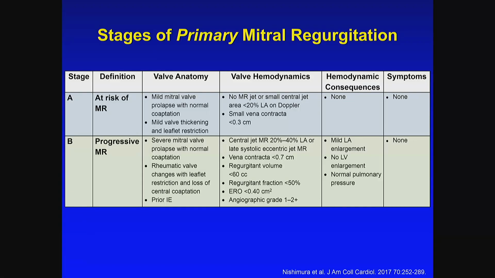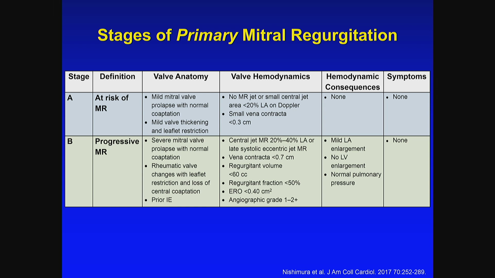Let's first turn our attention to primary or valvular mitral regurgitation. If we think about the stages of primary regurgitation now, stage A patients might have a mild prolapse of the mitral valve leaflet from the left ventricle into the left atrium. There might be some leaflet thickening or restriction, but there's not a big jet of mitral regurgitation. And in turn, because of that, there are no hemodynamic consequences or symptoms.